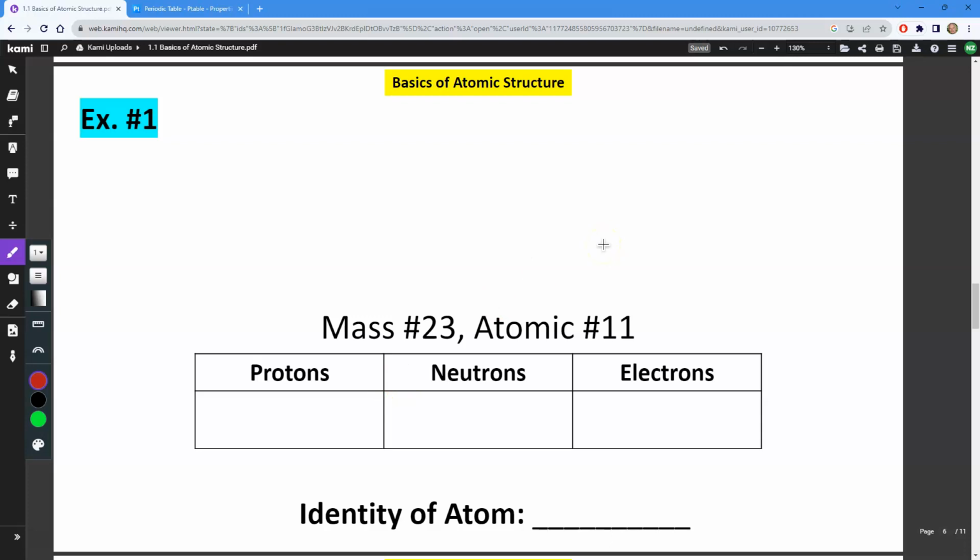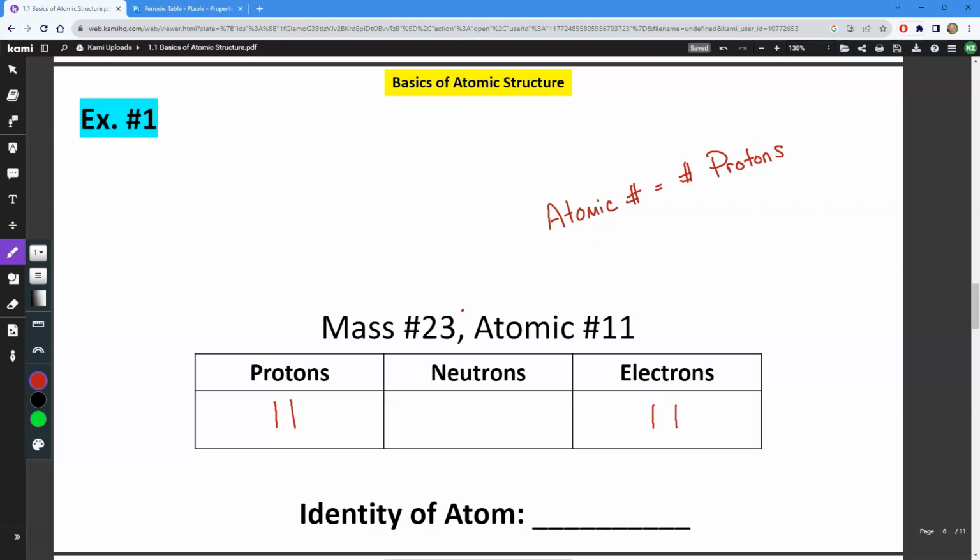So let's look at an example. It tells us we have a mass number of 23 and an atomic number of 11. So remember, the atomic number is equal to the number of protons. So if our atomic number is 11, that would mean that we have 11 protons. It doesn't tell you how many electrons it has. It doesn't tell you if it's an ion. So we assume the number of protons is equal to the number of electrons. It's an atom.